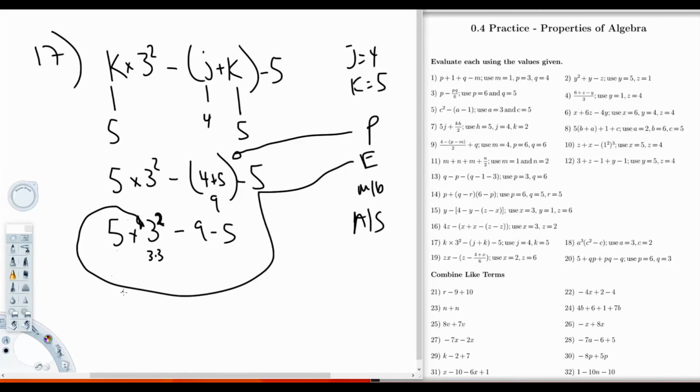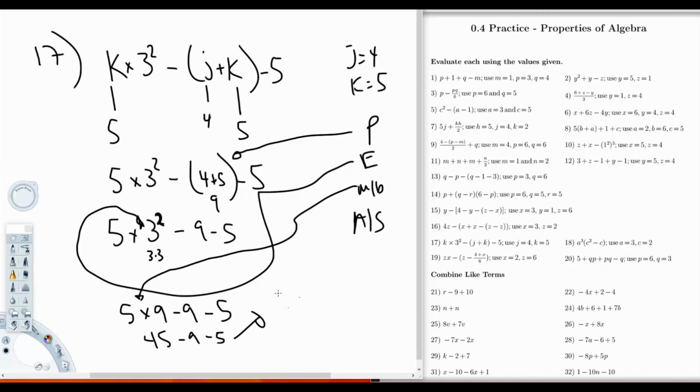All right, so let's rewrite this: 5 times 9 minus 9 minus 5. Then we do multiplication, which is right here. So that's 45 minus 9 minus 5, which is 45 minus 9 equals 36, minus 5. 36 minus 5 equals 31. And am I right? Am I wrong? It says I'm wrong. It says it's supposed to be 36.